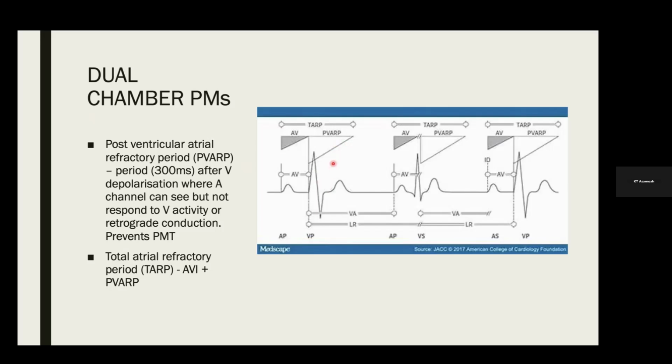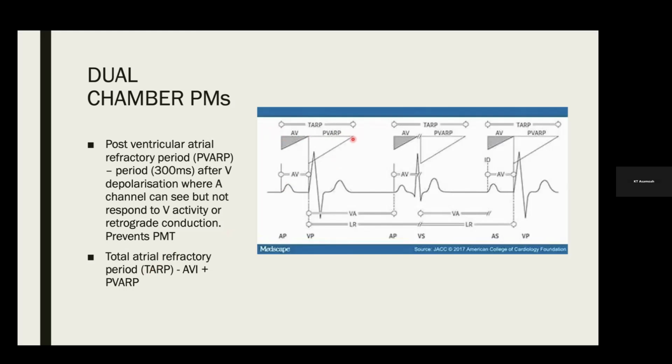So basically, the aim of the post-ventricular atrial refractory period is to prevent pacemaker-mediated tachycardia from occurring. Then the total atrial refractory period is the AVI plus the PVARP. That is the total atrial refractory period. And I think we'll talk a bit more about it in a few more slides.